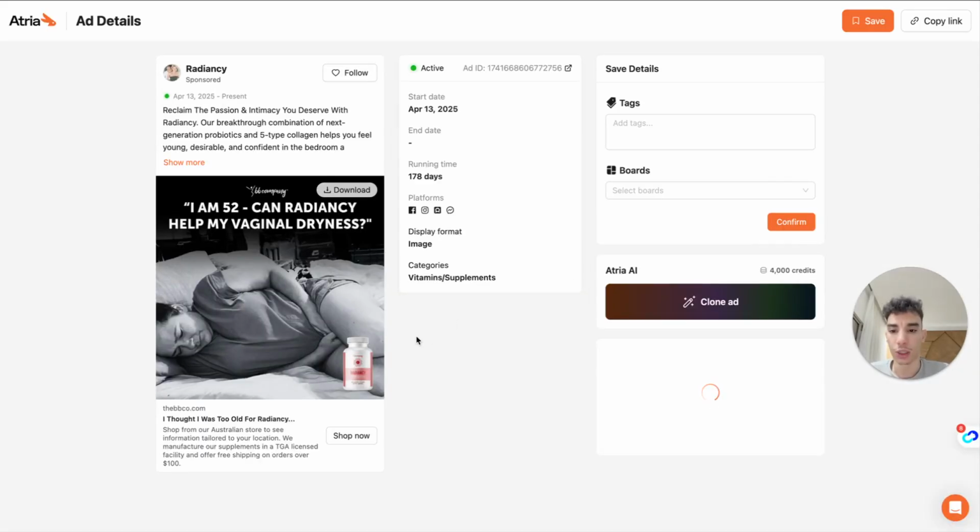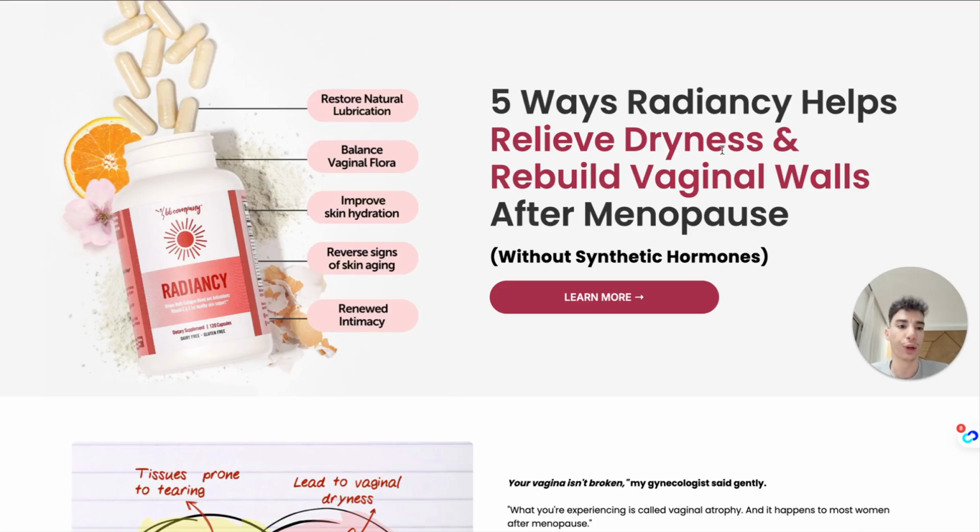So let's see another image. "I'm 52. Can Radiancy help my vaginal dryness?" Just a simple question for women over 52 who are still looking for a sexually active life. Dryness and an aligned landing page: it helps relieve dryness in the vaginal walls after menopause.